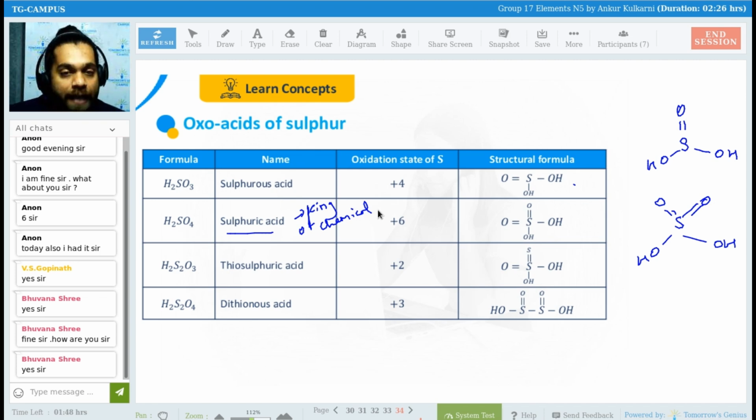Then you have thiosulfuric acid. Come on, draw the structure, this is important. Thio means you have an extra sulfur. We use the word thio for sulfur. So thiosulfuric acid is again the same structure, but we have a double bond S now. Then you have dithionous acid, which means you have two sulfur atoms. Come on, draw it in your book and say done in the chat box.